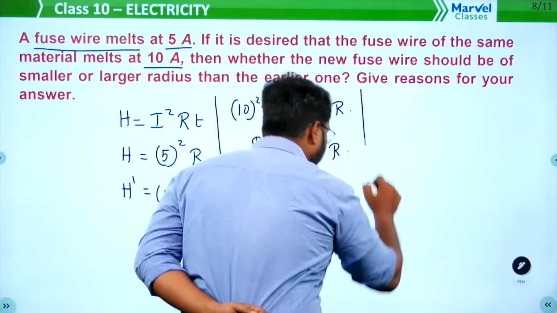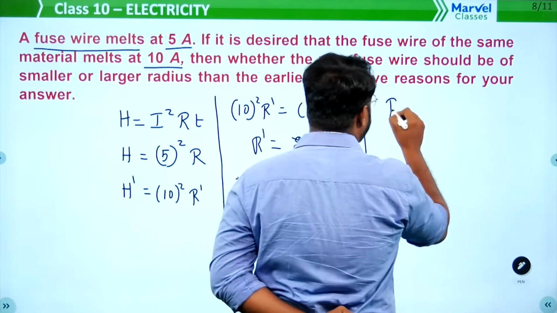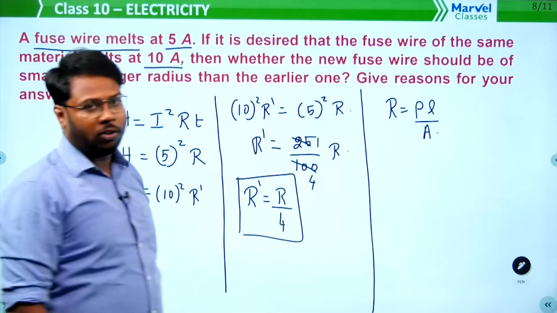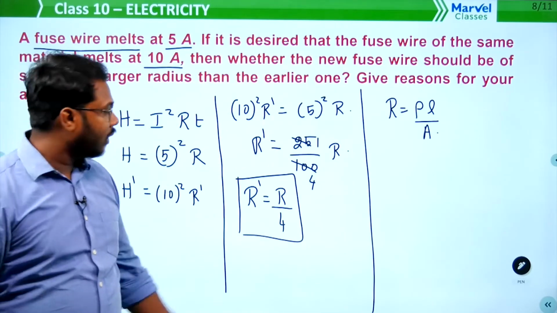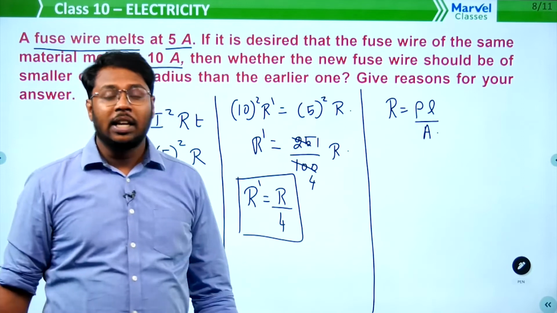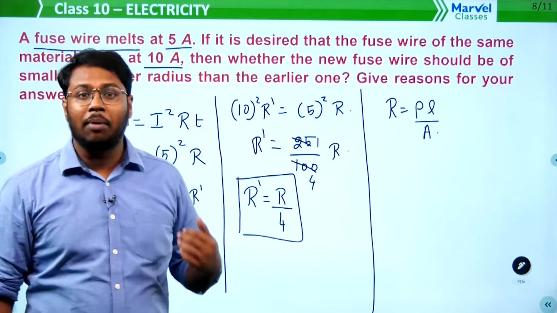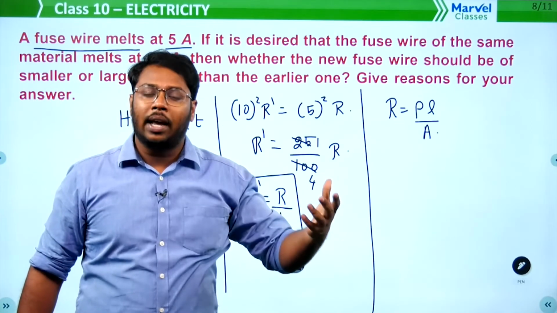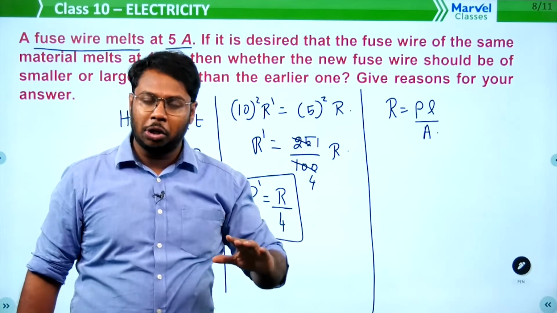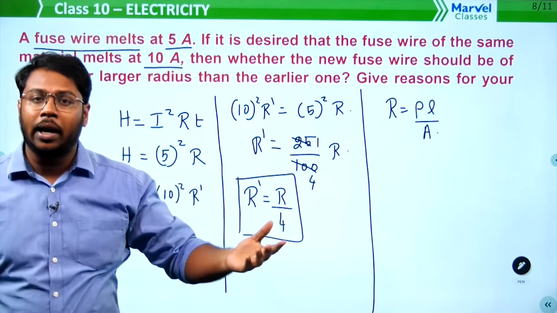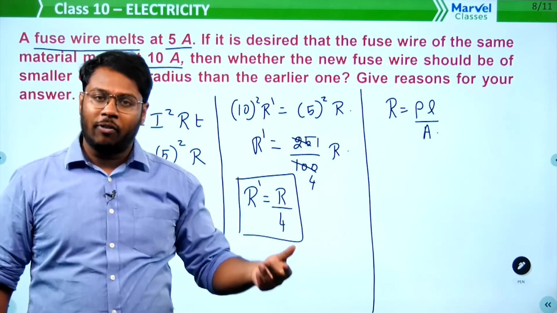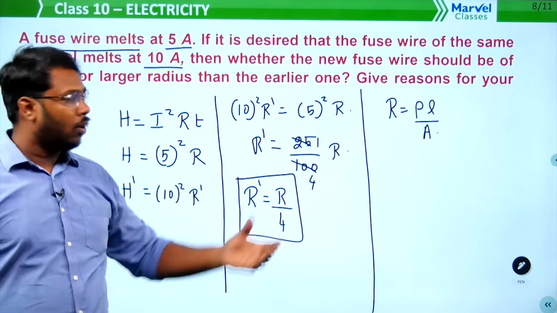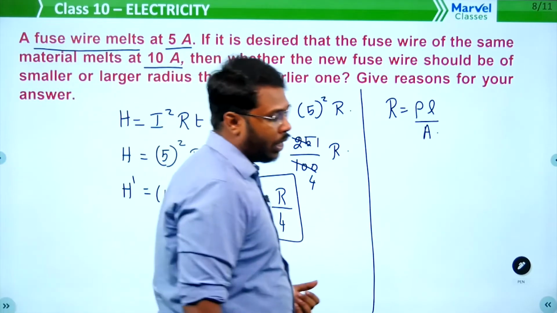Okay, so for the resistance to decrease, let's see how the equation is going to respond. This is the equation for the resistance, and I realize that my resistance is going to decrease. If my resistance is going to decrease, I am very sure that the area of the material is going to increase. So if the area increases, the diameter or the radius should be greater. So definitely in the second case, we would have used a thicker wire. That is what I could conclude from the data given to me.